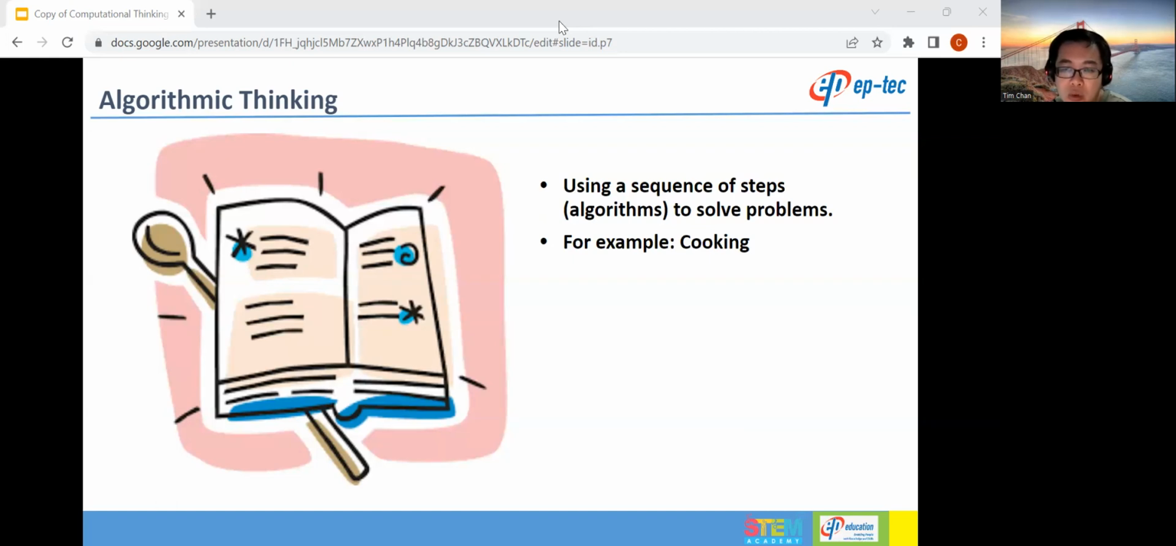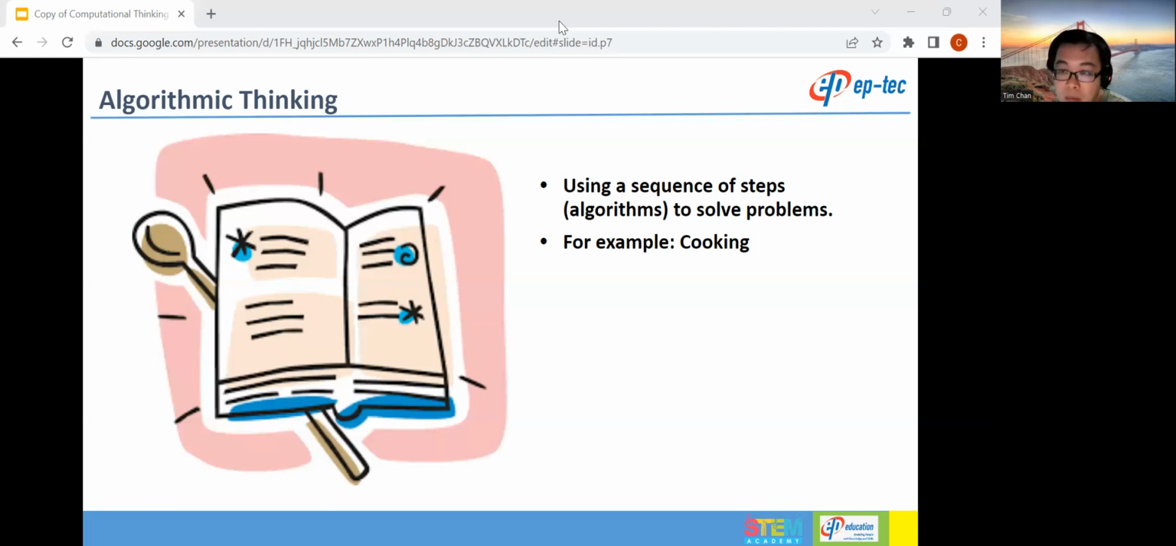So what do you need to do to cook? Can anybody think of, when you get the chance to cook, or when you see your mother cooking, what do they need to do? They need to follow a series of steps, such as measuring ingredients. You need to put in the right amount of ingredient to cook.